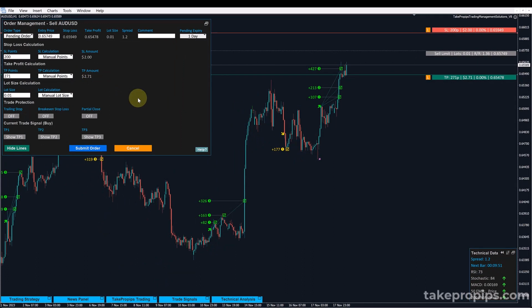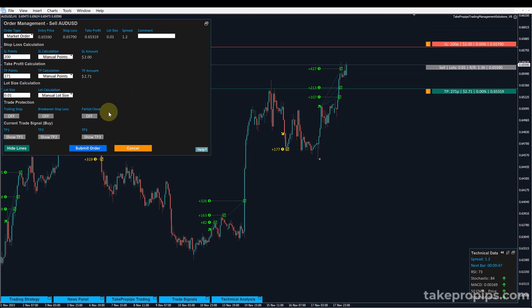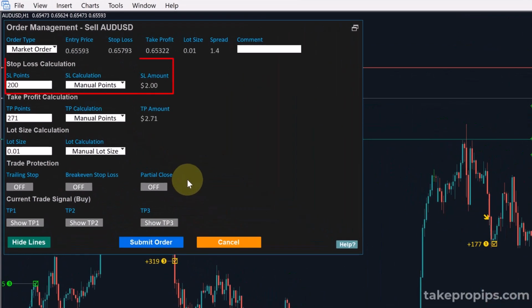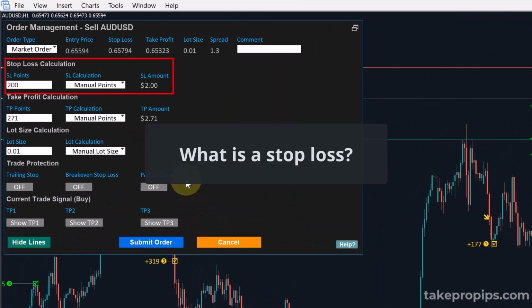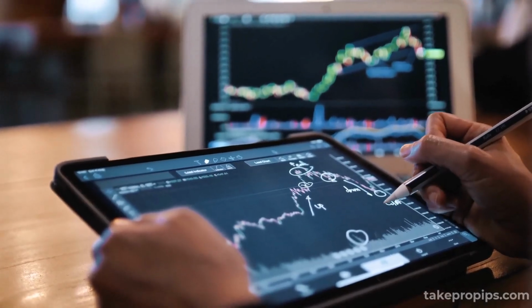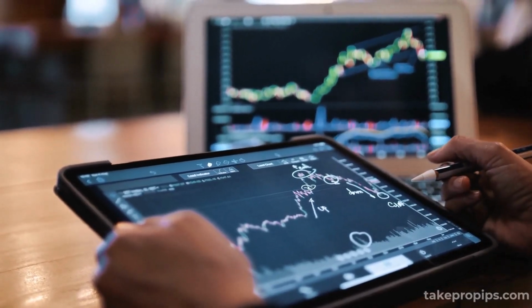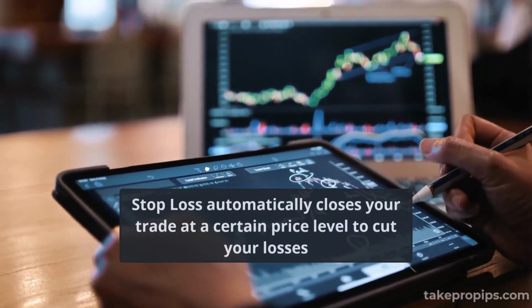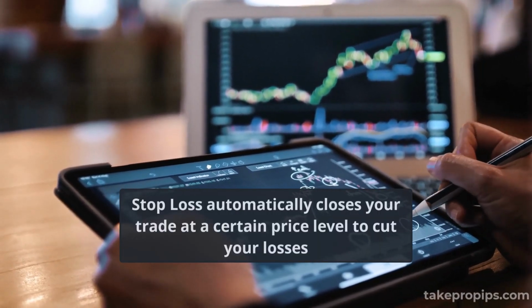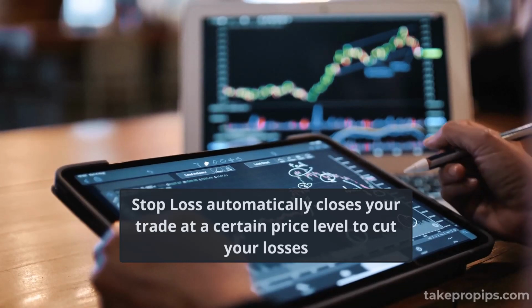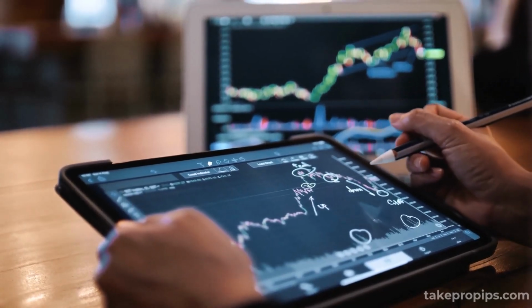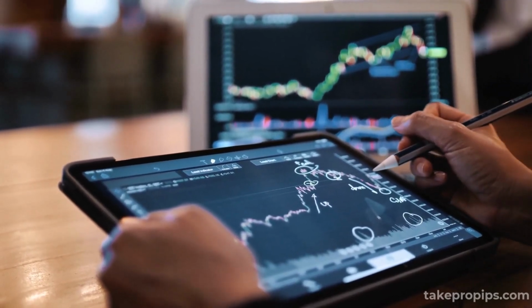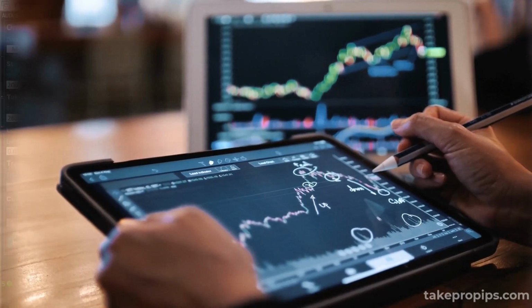For this example, let's first choose market order. Next, we move on to the stop loss calculation. First up, what is stop loss, or SL? Think of it as your trading safety net. It's a level you set that automatically closes your trade when the market hits it, helping you cut potential losses. The beauty of the TakePropips EA is the variety of ways it offers to calculate and set your SL.